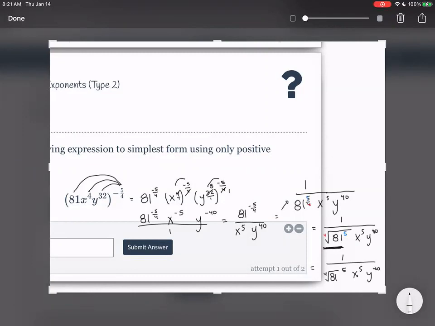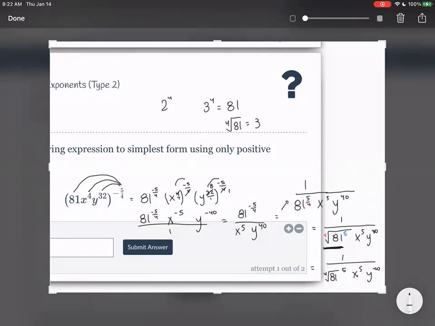If you were to test out 2 to the power of 4, 3 to the power of 4, stuff like that, you would find that 3 to the power of 4 is 81. That in turn means that the fourth root of 81 must be 3, because 3 to the power of 4 is 81.